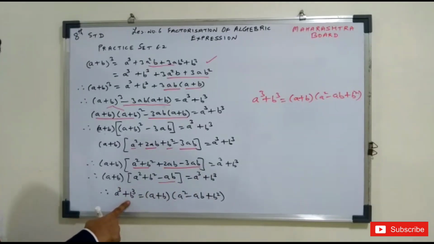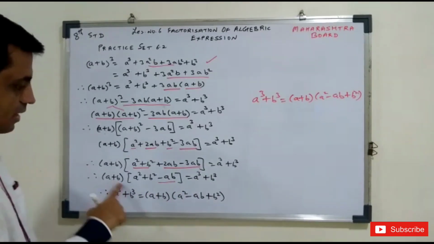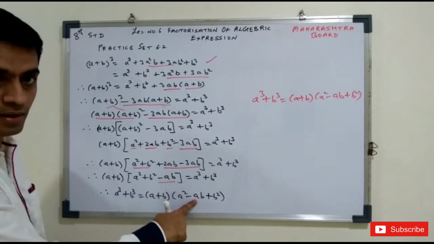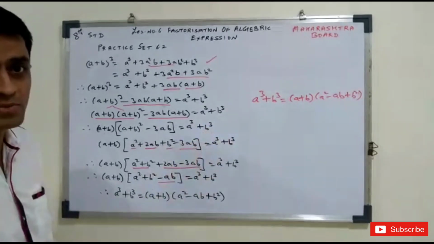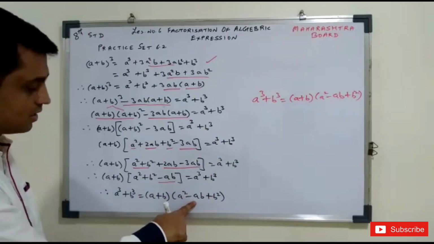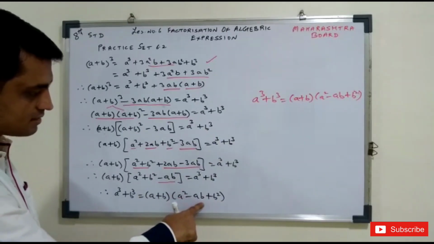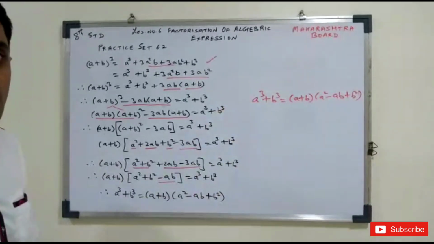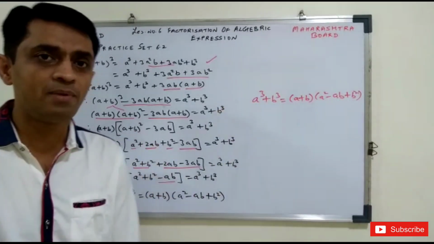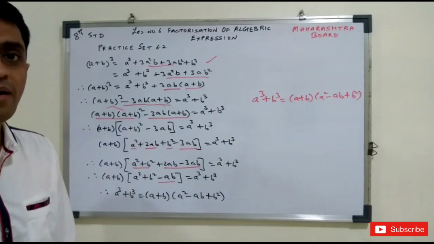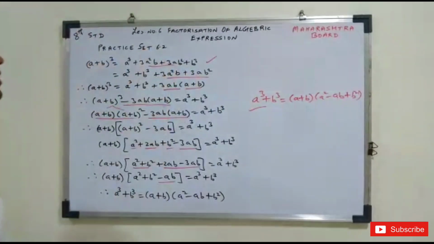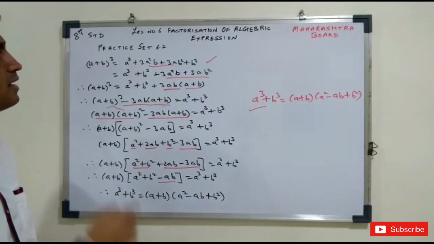a cube plus b cube is what? a plus b, a square. This we have written in between because it's a standard formula written in the textbook also. So we rearranged, and we have got a square minus ab plus b square. So what is the formula? a cube plus b cube is equal to a plus b, a square minus ab plus b square. This formula we are going to use for this exercise, practice set 6.2.